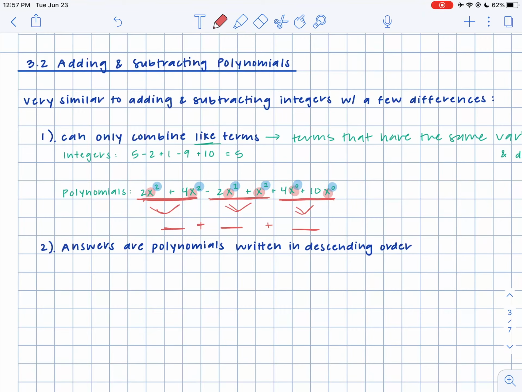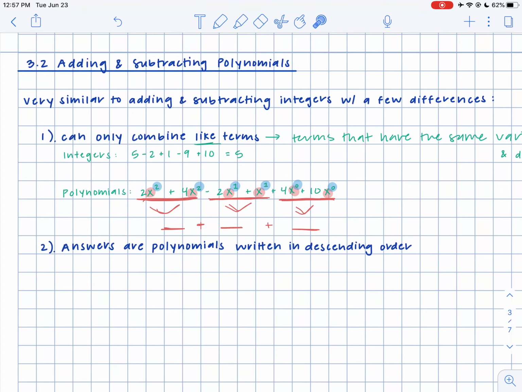Okay, so our answer, this leads into our second difference. Our answers are polynomials written in descending order, right? So for integers, our answer is just a whole number, but for polynomials, our answer will be a polynomial and it'll be written in descending order, and you'll see what that means as we get into an example. So let's get into our first example, adding polynomials.